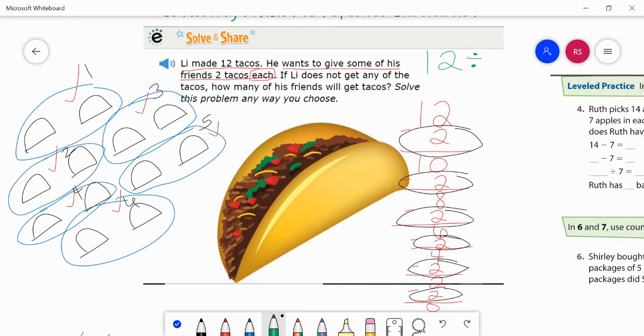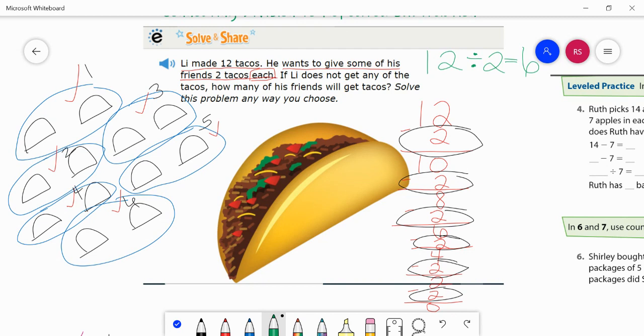Okay. And how many tacos was I giving away? I was giving away 2 tacos to each friend. So we'll do 12 divided by 2 equals, well, how many friends ended up getting tacos? 6. So 12 divided by 2 equals 6.